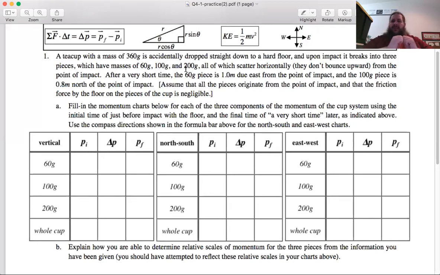We know that the objects are moving in some direction. We know how far they travel. It tells us, for instance, after a short time, the 60-gram piece is 1 meter due east from the point of impact. Let's focus on that piece of information for the moment. If we know that the 60-gram piece travels 1 meter due east from the point of impact, that's a distance, but we know it takes a short time. What other information can you get from combining distance and time?